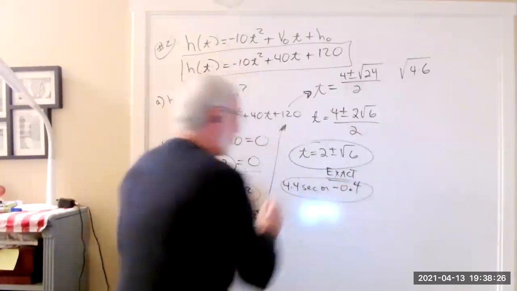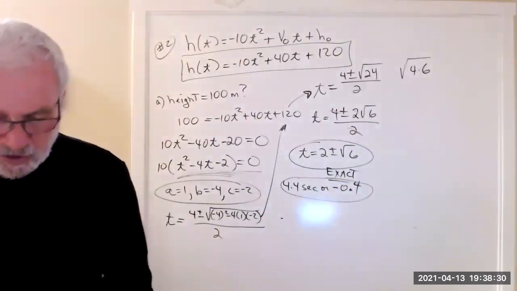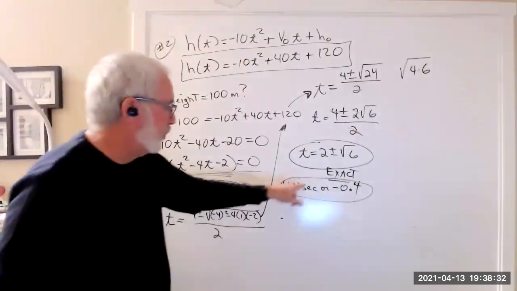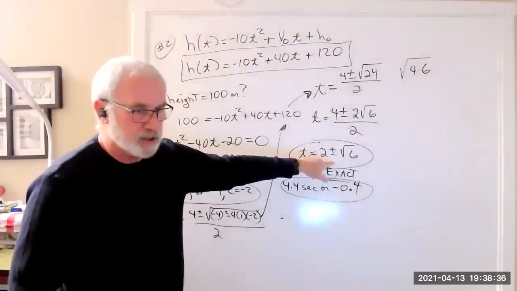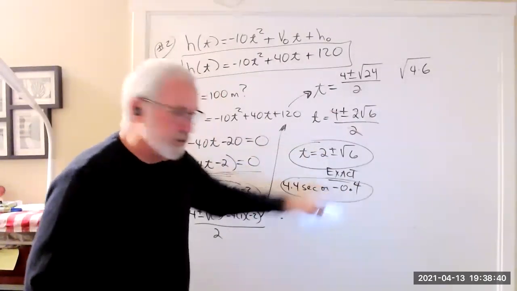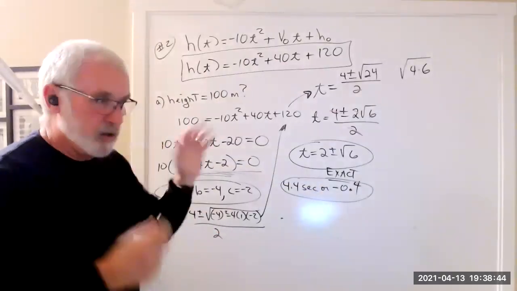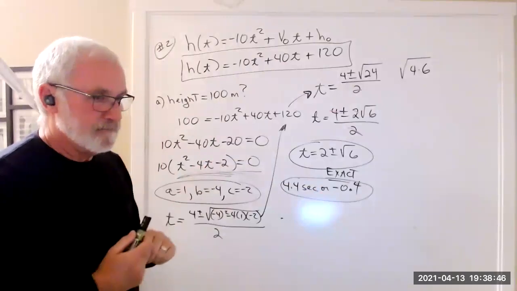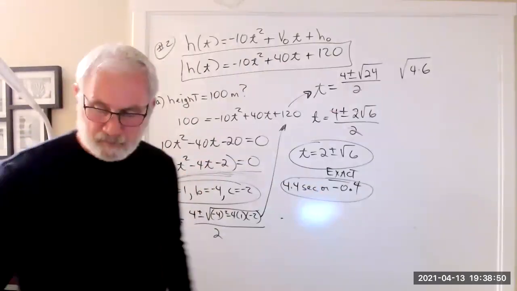First question to everybody is, did you all get those? Did you get that radical answer, 2 plus or minus radical 6? And were you able to convert it into the decimal form? Yes. Any questions about that? I have one, sorry.